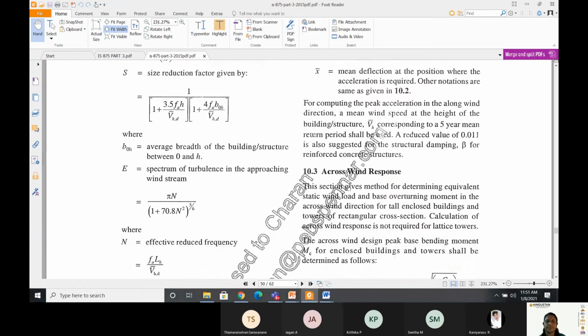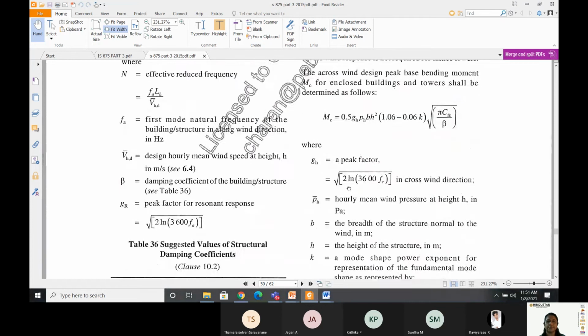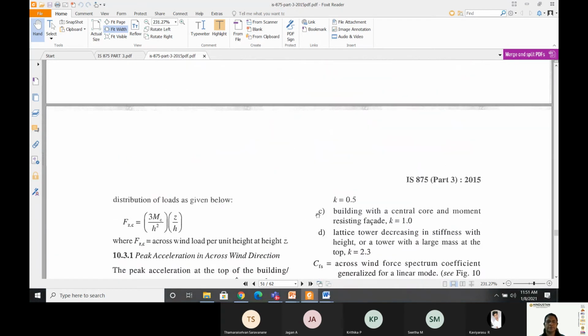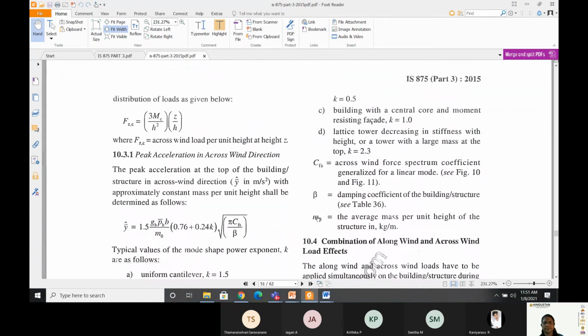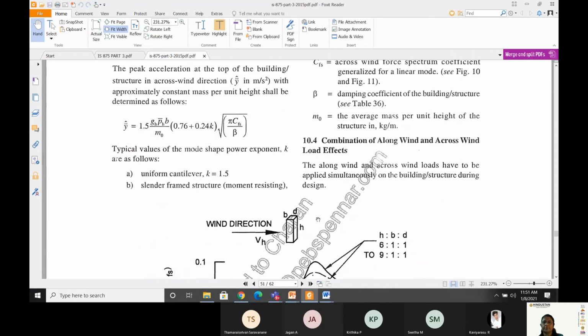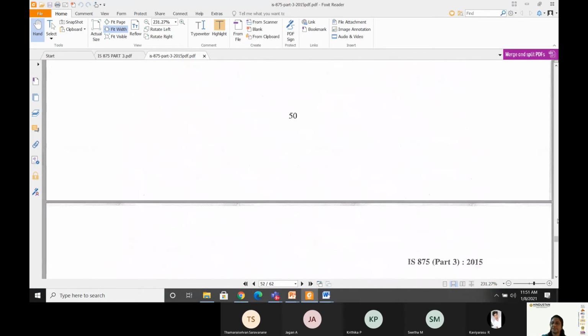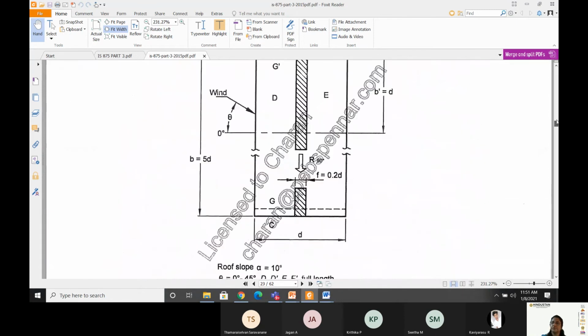Again, along wind response, across wind response. There are so many other things. There is a damping coefficient. If it is a building, that also has to be considered. So considering all these parameters into consideration, a combination of along wind, across wind, so many other things are there. So I told you, it's a very vast course. We cannot discuss everything in a single class.